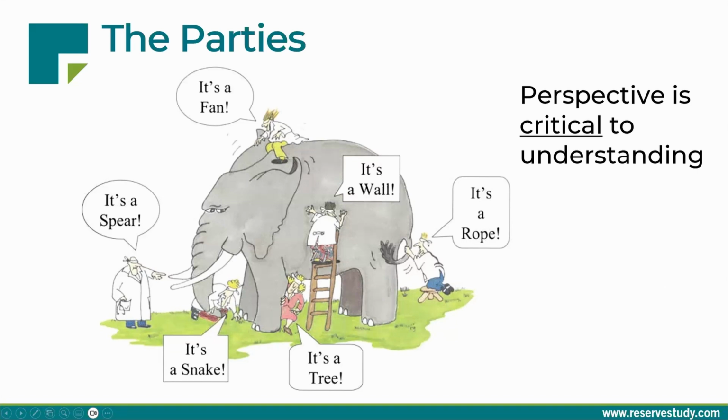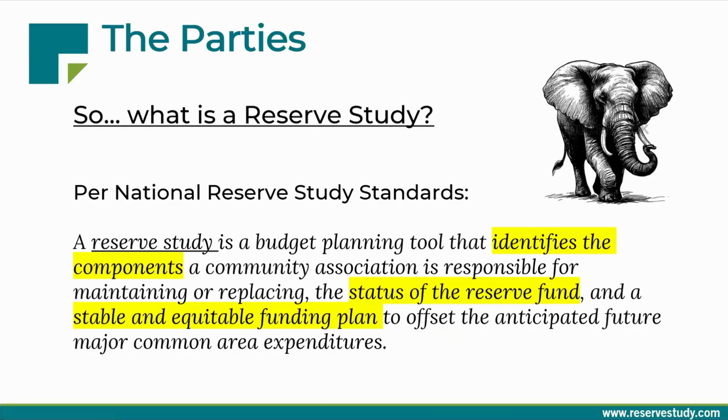But since all we do is reserve studies here at Association Reserves, we want to take this idea of this complex elephant-ish type thing and tell you right from the beginning, well, what is it? What is this elephant thing? And so, taken straight from the National Reserve Study Standards definition, or you can read along with me, a reserve study is a budget planning tool that, number one, identifies the components a community association is responsible for maintaining or replacing. Number two, the status of the reserve fund. And three, a stable and equitable funding plan that offsets those anticipated future major common area expenditures.